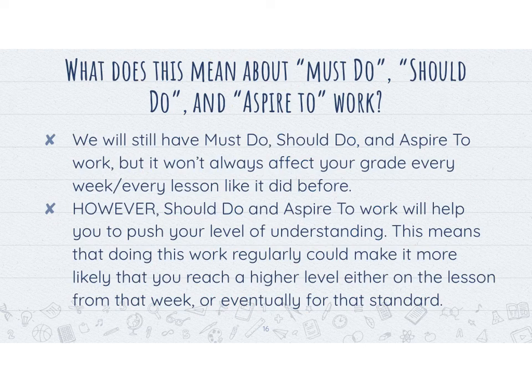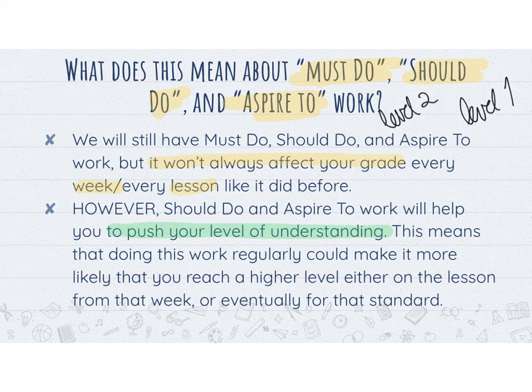Now, one last thing. What does this mean about must do, should do, and aspire to work? Well, we're still going to have that, but it's not going to always affect your grade every week and every lesson like it did before. Should do and aspire to work is going to help you to push your level of understanding. What that means is that maybe some weeks, if you just do the basic work, the highest level you're going to get is maybe level 1. If you do those should do and aspire to, you're going to be showing a higher level of ability, so maybe that would push you to a level 2.